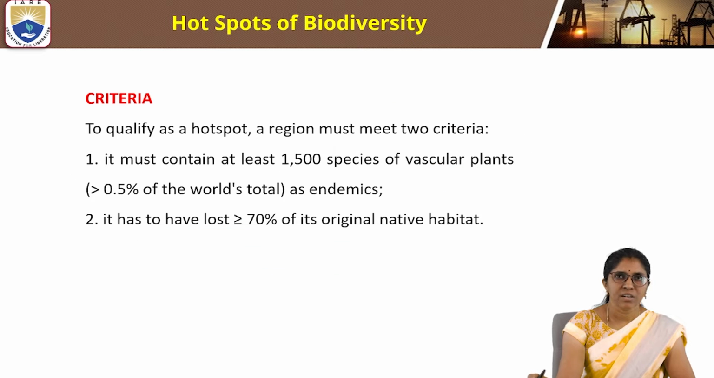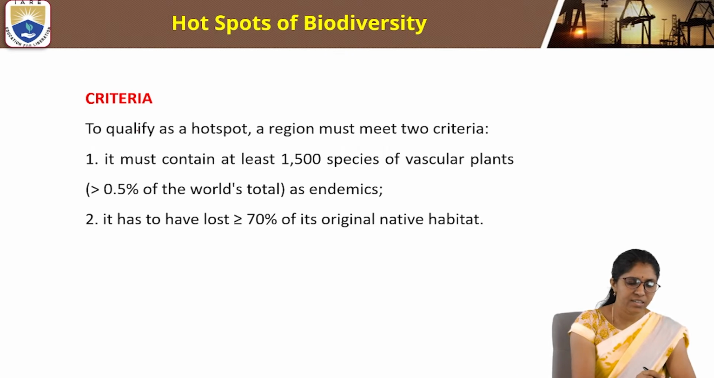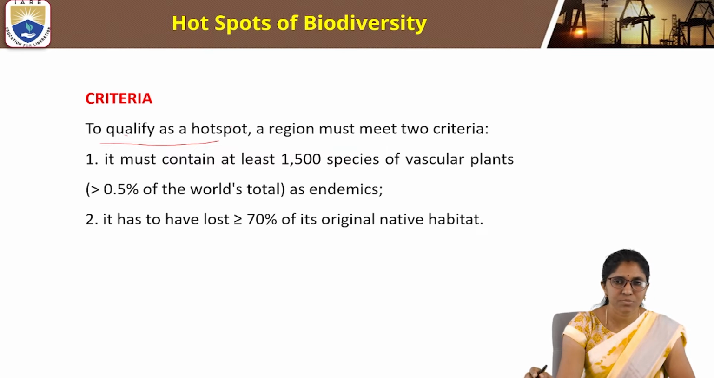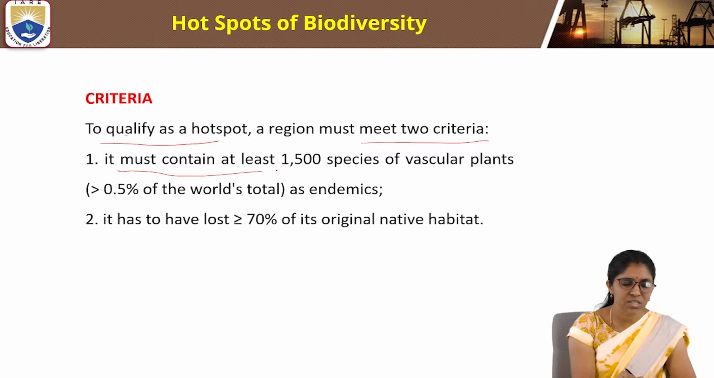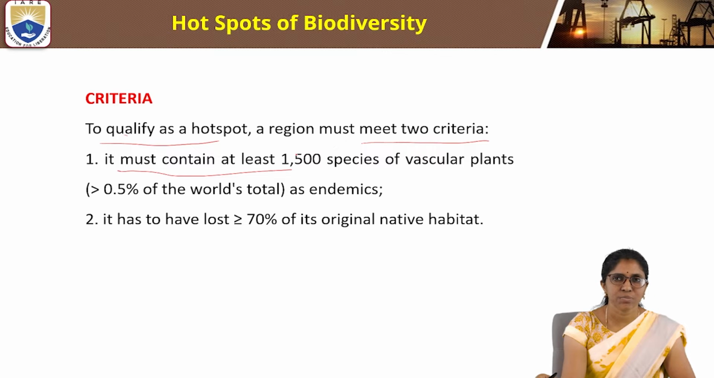What is the criteria of a hotspot of biodiversity? To qualify as a hotspot, a region must meet two criteria. The first criterion is that it must contain at least 1500 species of vascular plants, which is more than 0.5% of the world's total, as endemics.